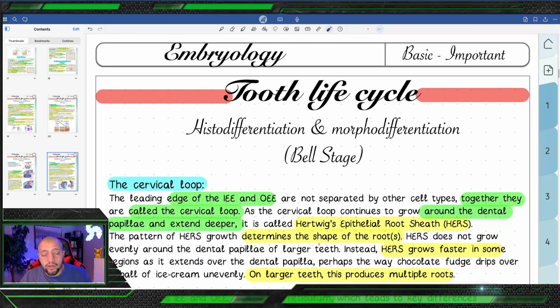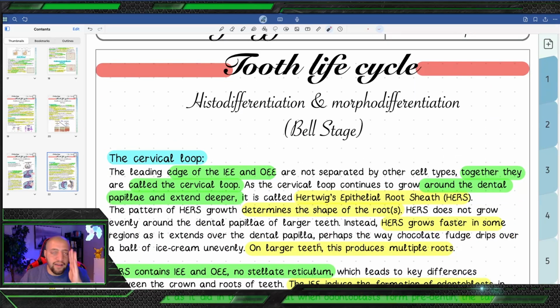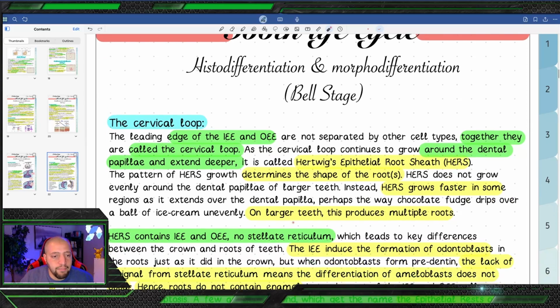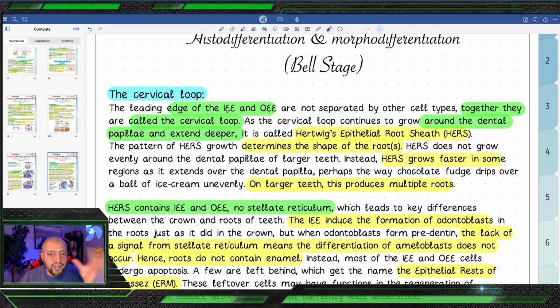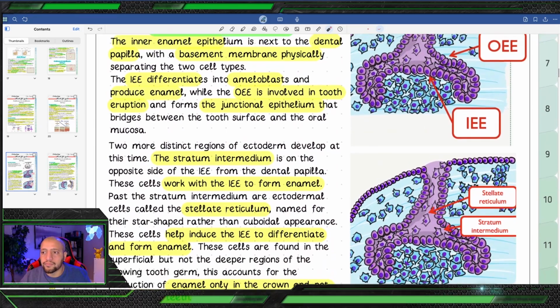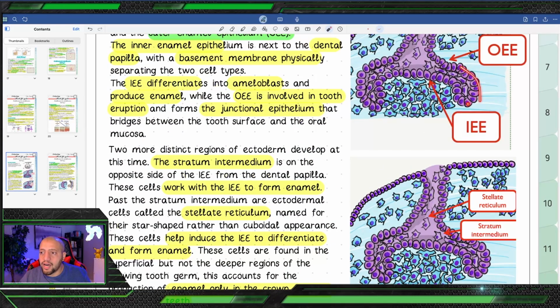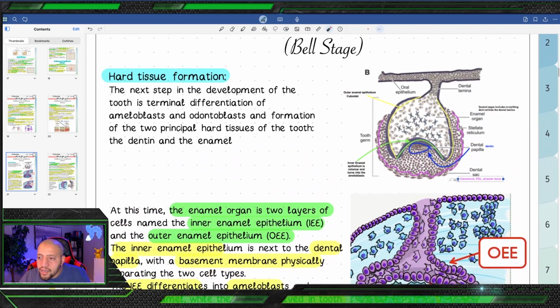How about the root itself? In the root we have dentin, but we don't have enamel. We have what we call cementum. The leading edge of the inner and outer enamel epithelium coming together is called the cervical loop. So the inner enamel epithelium is inside, the outer is outside. This part is called what? Cervical loop. Let's put it a different way. Here, this part is called the cervical loop.